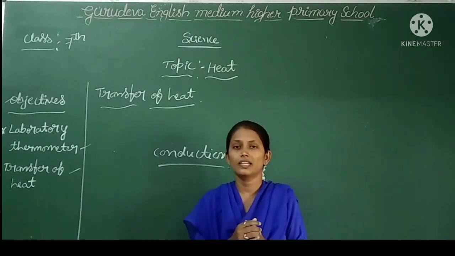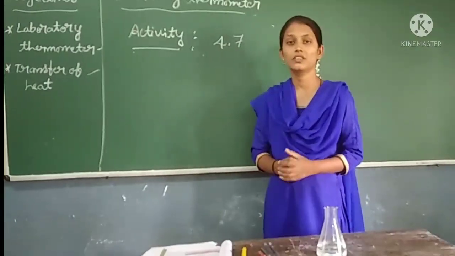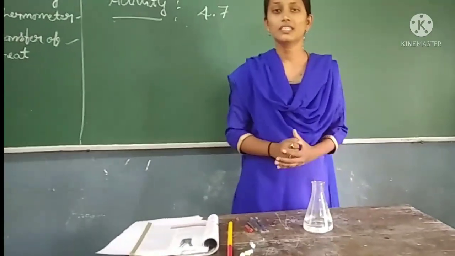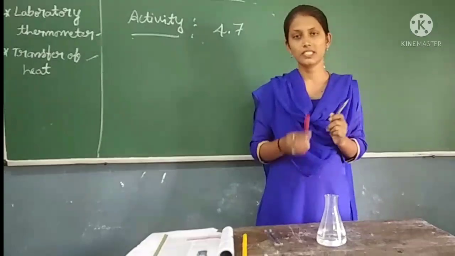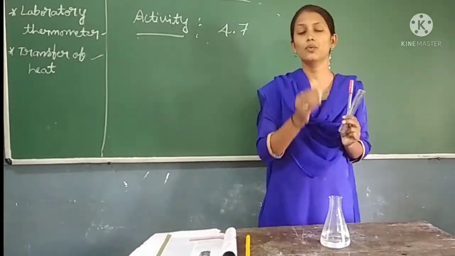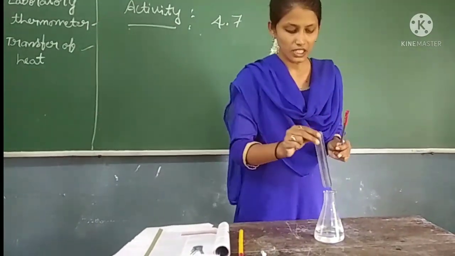By doing one of the activities. Dear children, now let us do activity 4.7. To do this activity we need some amount of hot water and some materials. Here I have used the materials pencil, pen and plastic scale. With that I have used one metal key. So these materials you have to dip in the hot water.